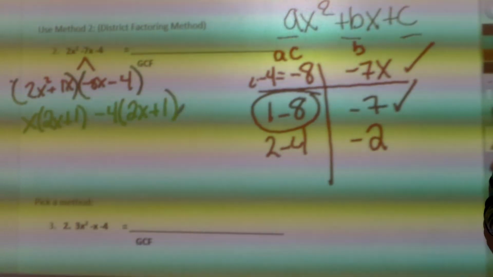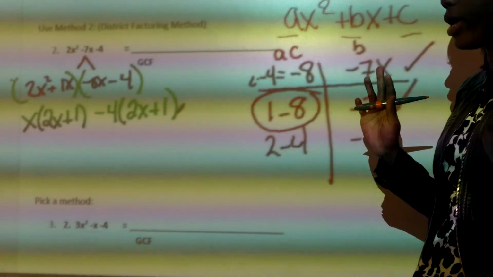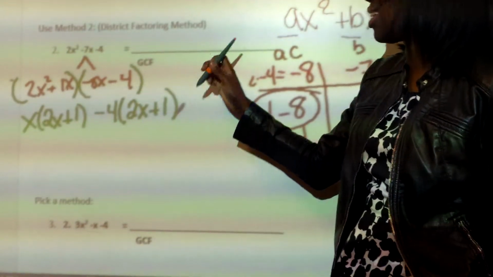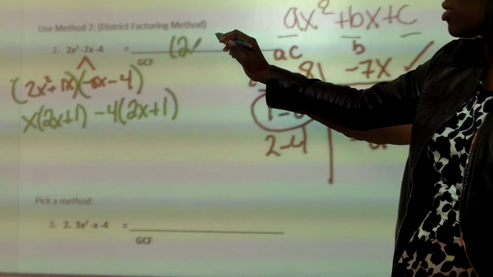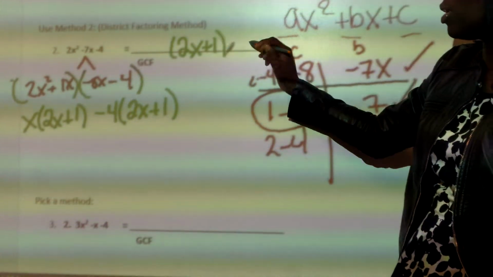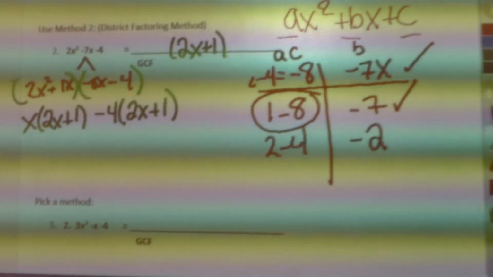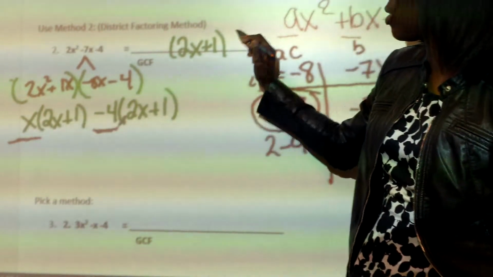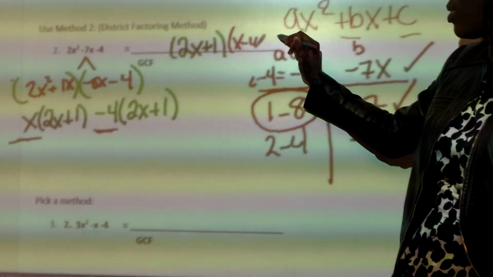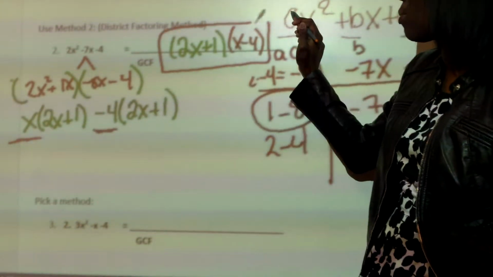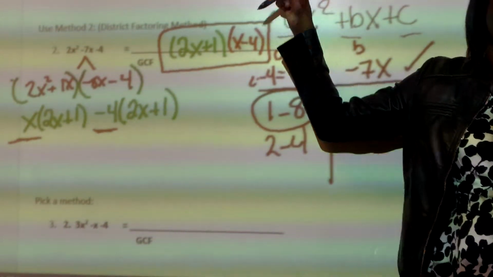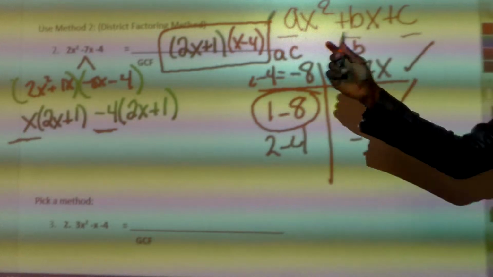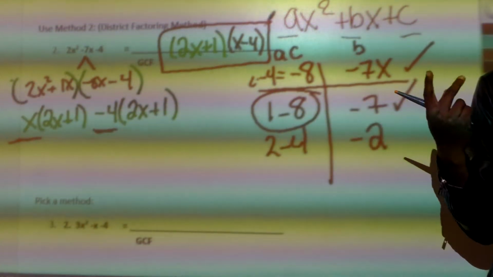Everybody got that? Remember, this is a way that you check if your parentheses are identical. That's the first part of your answer, 2x plus 1, and it doesn't matter which position you write it in. And then the next part, the 2 GCFs, x and -4, will be the second parentheses, x minus 4. And it's the same thing we got when we just did the previous problem. We just did the same problem using the distributive method and the same one using the window pane.